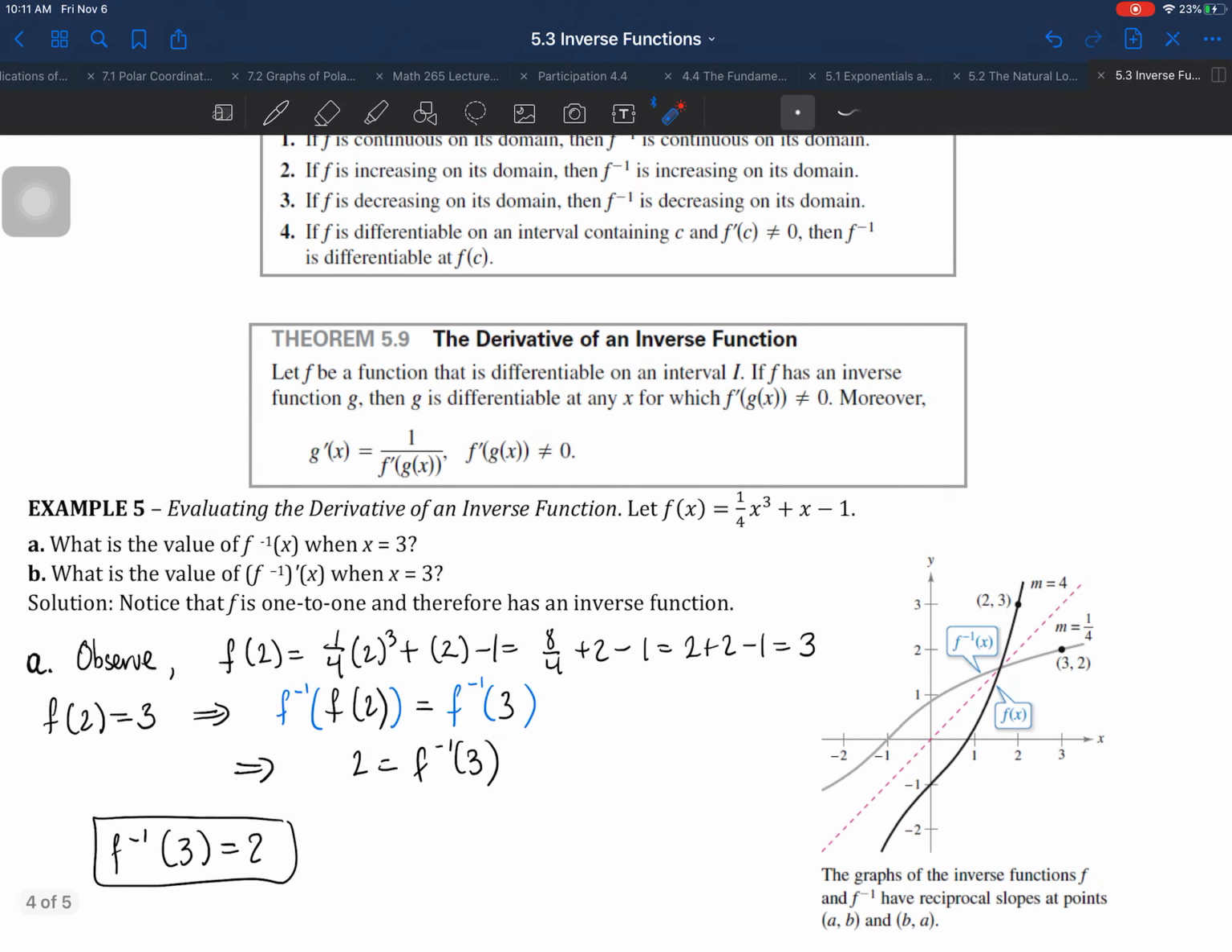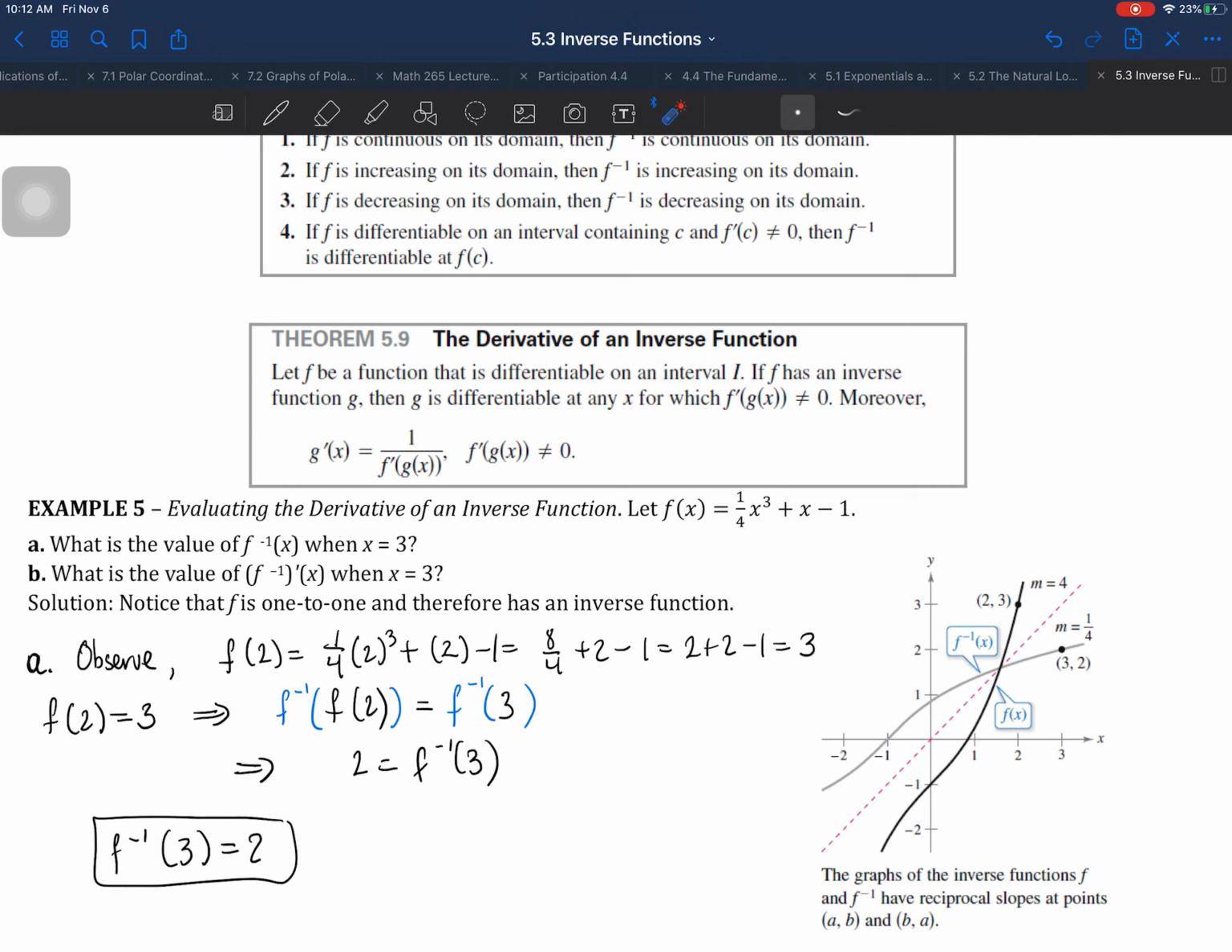Now, theorem 5.6 allows us to find the derivative of f inverse using some special conditions. We're going to find out how we can find the derivative of the inverse of f using the derivative of f. Let f be a function that is differentiable on the interval I. If f has an inverse function g, then g is differentiable at any x for which f prime of g of x is not equal to 0.